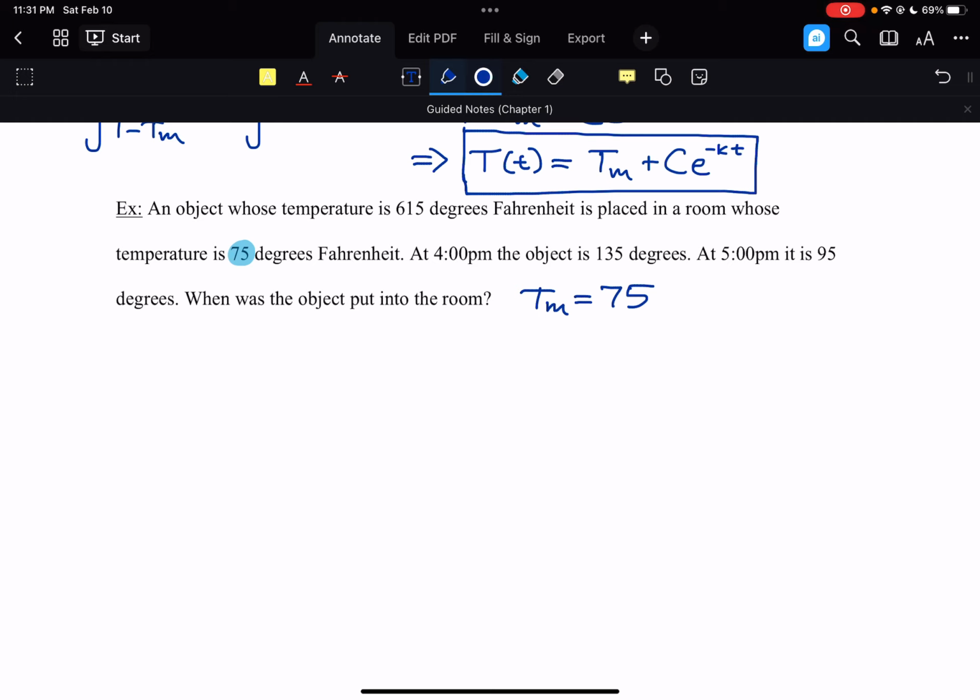We're going to go ahead and let 4 p.m., since it's the first time mentioned in the problem, be our initial time. So we're going to let t equals 0 be 4 p.m. And we'll go ahead and put t in hours here.